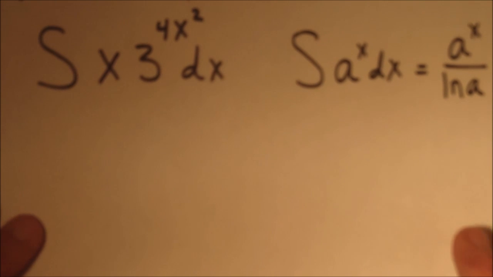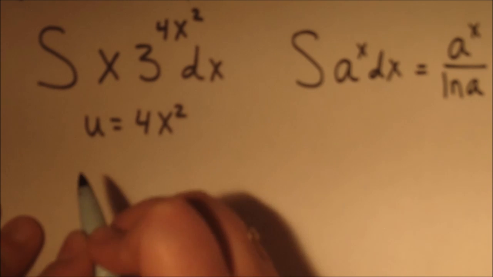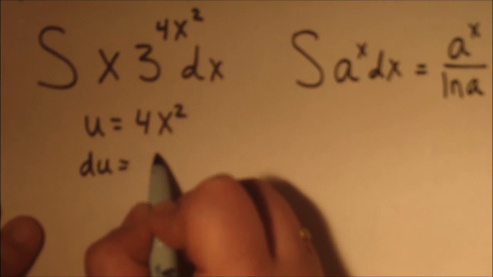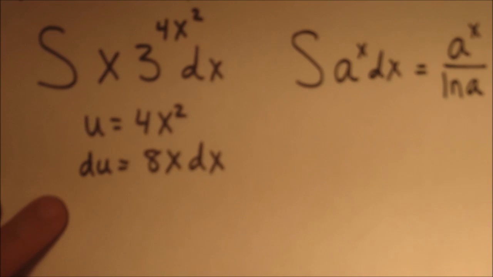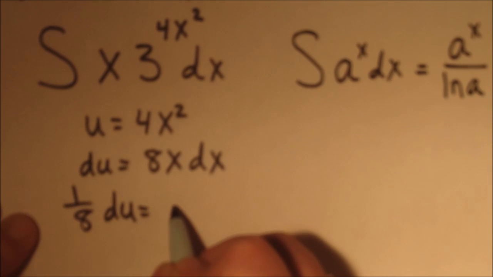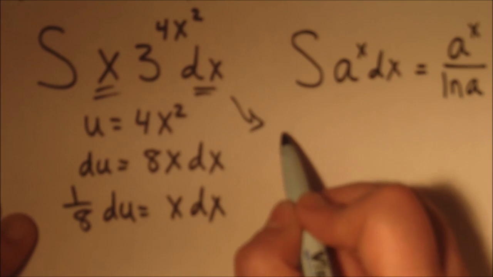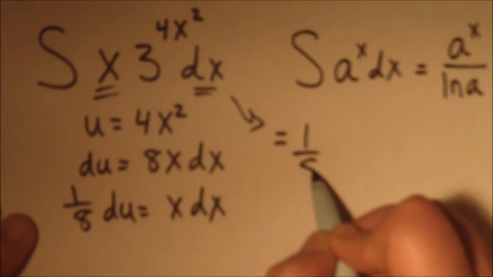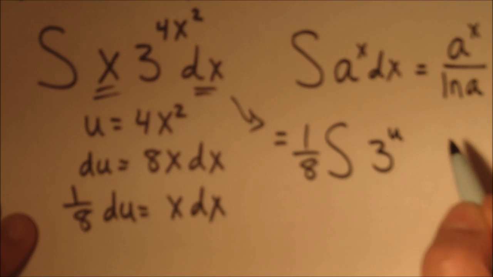All right, so coming back, you should have let u equal 4x squared. So du equals 8x dx. And that works out well, since I can multiply both sides by 1/8. Now I can replace x dx with 1/8 du, so that equals 1/8 times the integral of 3 to the u du.